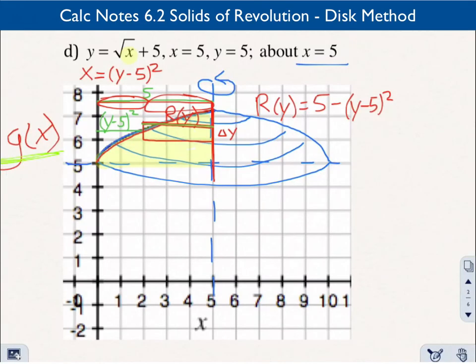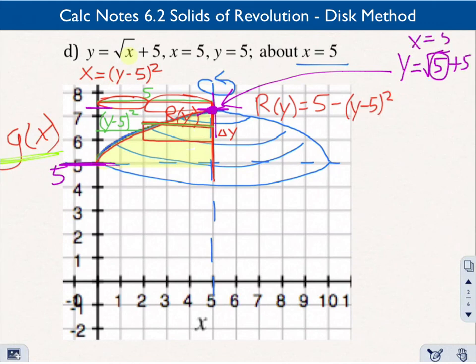Now we also have to find our limits of integration here. And it looks like it's going to go from 5 up to right here. And I don't know what that y value is. So if we want to find this point right here, we know that happens when x equals 5. So y would equal the square root of 5 plus 5. So again, all we had to do was substitute x equals 5 in there. And so we know the height right here has to be the square root of 5 plus 5. And that becomes our limits of integration.